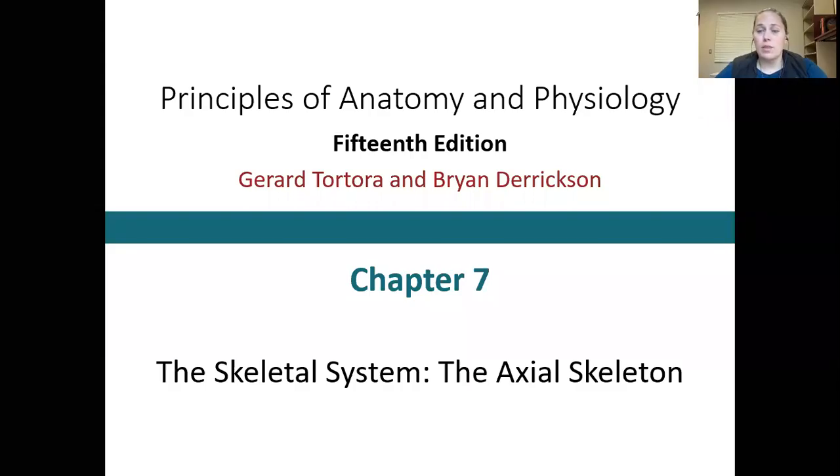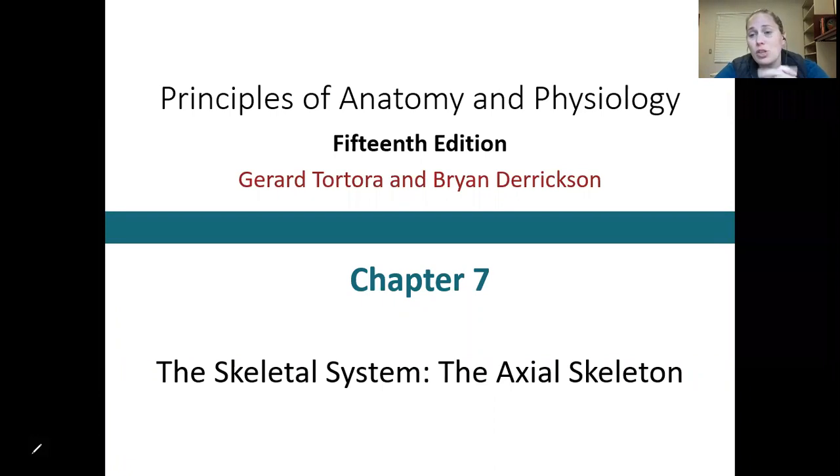Okay, so this is going to be the first lecture of Chapter 7, Part 1. In Chapter 7, Part 1, we're going to be going over the skeletal system, primarily the axial skeletal system. As an introduction to the skeleton, we'll be breaking down the different parts of the skeleton, the two main components. And this particular lecture, I would say, is a little dense.